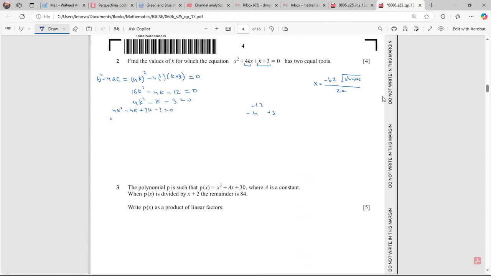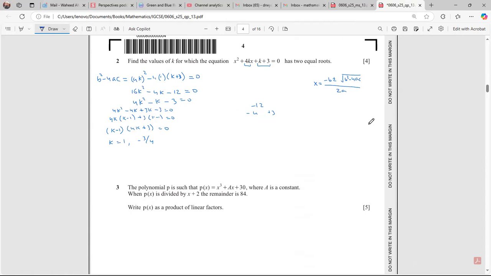So if I take 4k common, it will be k minus 1. And from here I will take 3 common, that is k minus 1 equal to 0. So I have k minus 1 and 4k plus 3 equal to 0. So k must be equal to 1 or minus 3 by 4. Okay, so these two values of k will give equal roots for this quadratic equation.